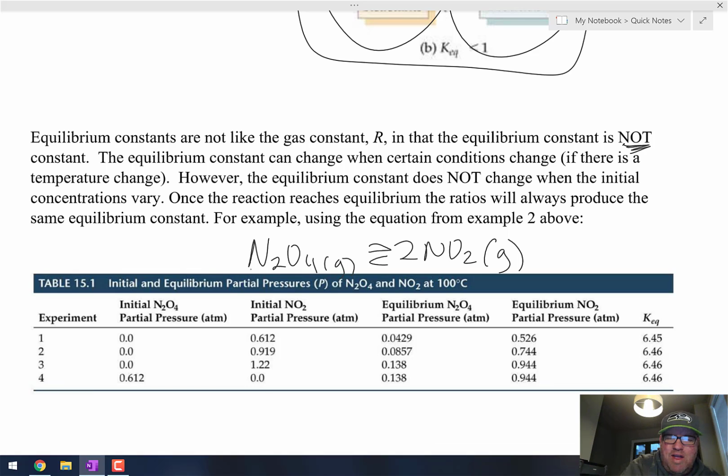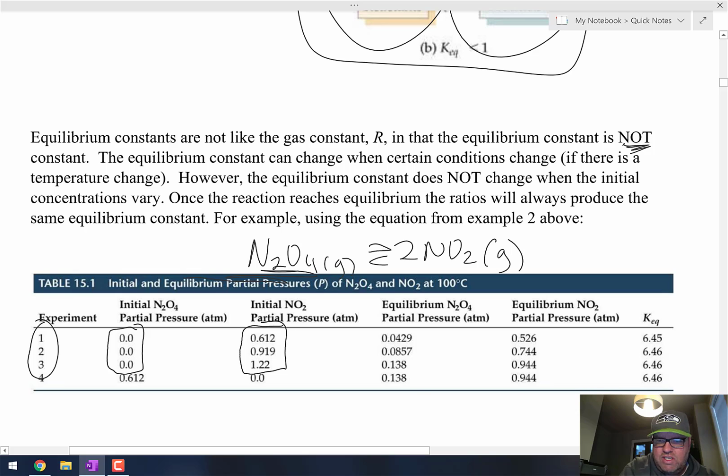Anytime you have something on the left-hand side, the left-hand side is the reactant side, the right-hand side is the product side. That's all you need to remember. But could you technically start with some product? Absolutely you could. Look down here at the first 3 experiments that they do. They don't start with any N2O4. They start with 3 different amounts of NO2, so they start with the product each time.